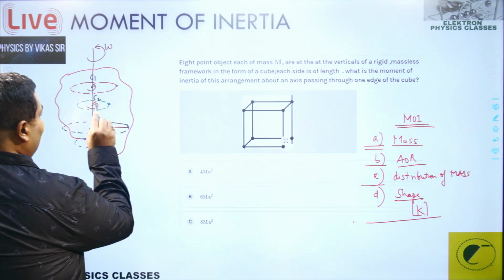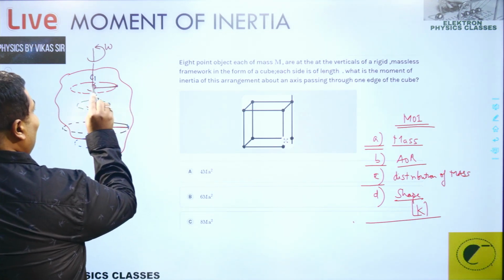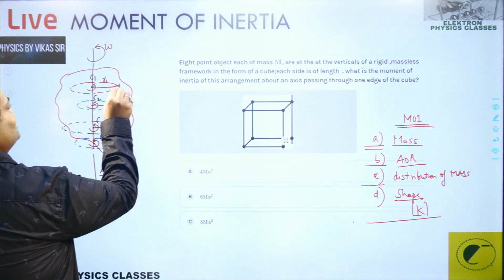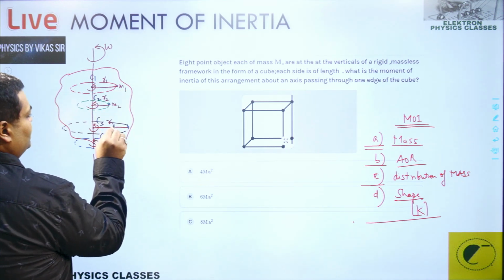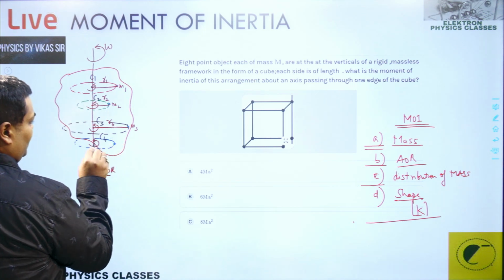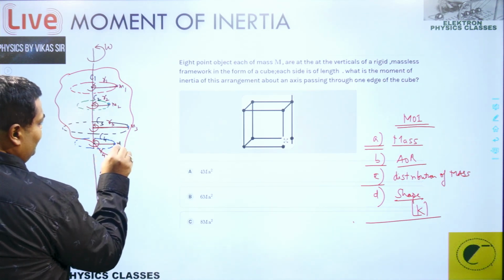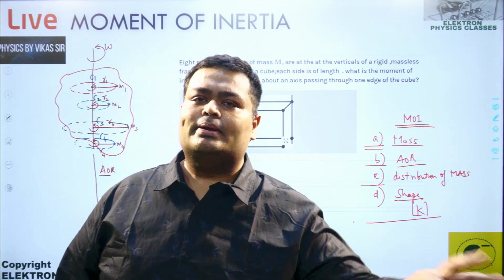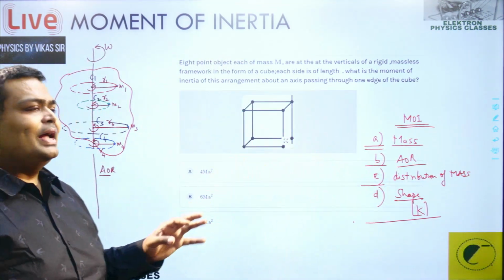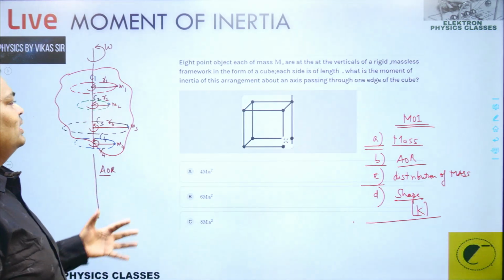Every particle may have a different mass and a different distance. This will be R1, this is M1, this is R2, this is M2, this is R3, this is M3, this is R4, this is M4. Different. And so the individual particle moment of inertia may be different. And then you can calculate the overall moment of inertia of the rigid body.